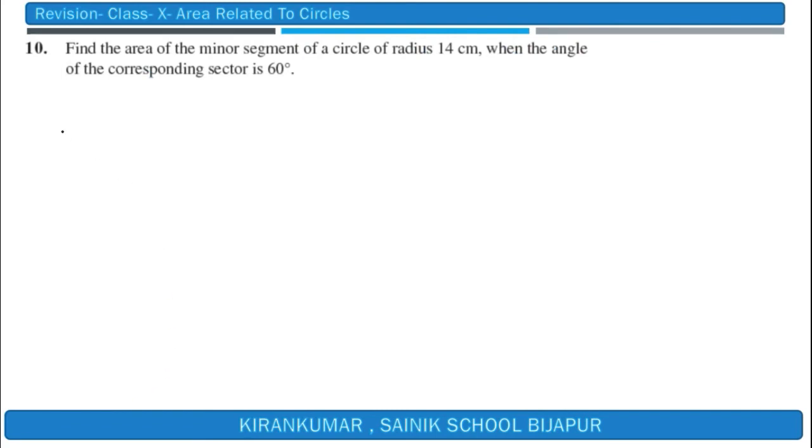Question number 10. Find the area of the minor segment of a circle of radius 14 centimeter when the angle of the corresponding sector is 60 degrees. So let me draw a rough figure connecting this particular question. Imagine that it's a circle with a center O. When the angle of the segment is 60 degree, here this becomes radius. So these two angles also will be equal. You will find that these two angles, they are also 60 degree. So it's an equilateral triangle.